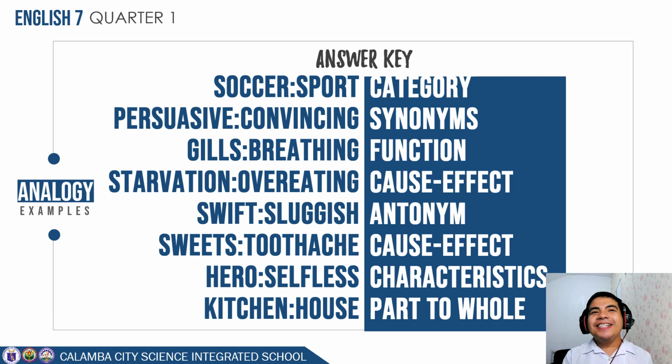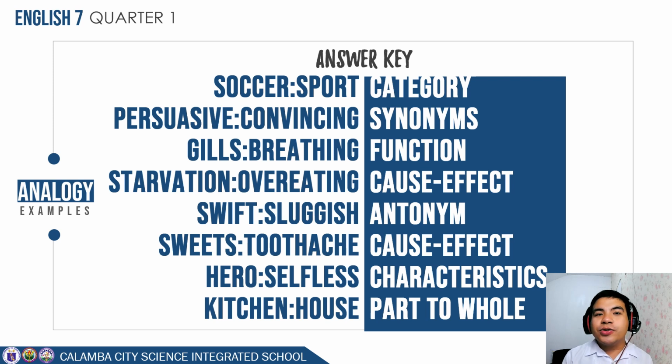Now kids, let's check if you are already an analogy wizard. Number 1, soccer is to sport. Right, category. Next, persuasive is to convincing. Convincing means persuasive, so they are synonyms. Gills is to breathing. Yes, fish use their gills to breathe underwater in order to survive. So it means function. Next, starvation is to overeating. When you are hungry, you tend to overeat. So that is cause and effect.